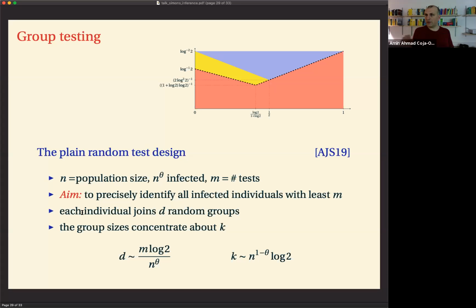And when you do a little back of the envelope calculation, you discover that the correct group size, the correct number of groups that each individual should join in order to extract the maximum amount of information, should be about n times log 2 divided by n to the theta, divided by the total number of infected individuals. As a result, the number of patients per test would be something like n to the 1 minus theta times log 2.